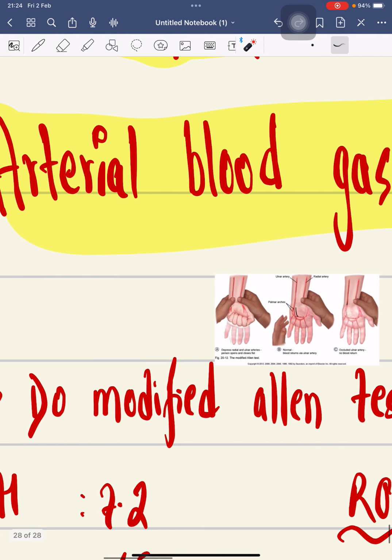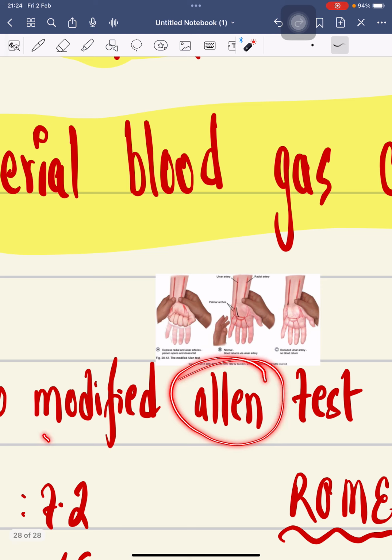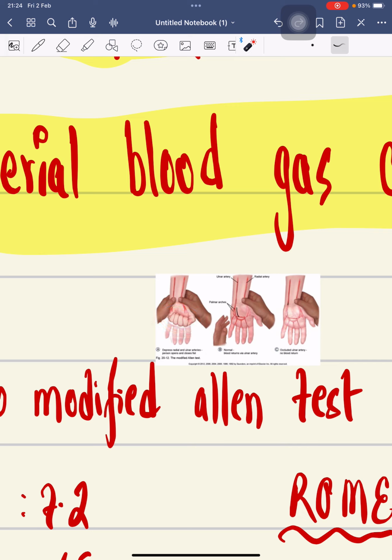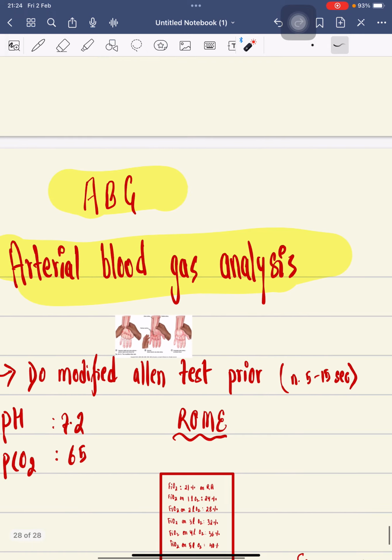Before taking the blood sample, we do one test which is called the modified Allen test. In this, we ask the patient to make a fist of his hand, and we press the radial artery and the ulnar artery, and after some time we release the ulnar artery and look for any change that occurs in the hand. We wait for 5 to 15 seconds. If the hand is normal, then we have a patent ulnar artery, so we can now proceed with the radial artery sampling. It is given here.